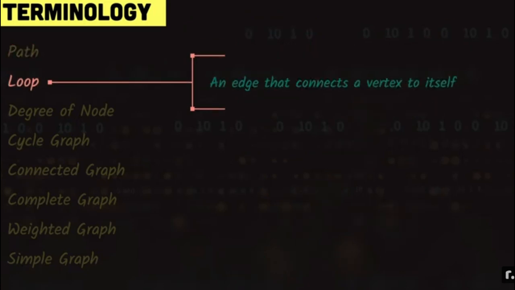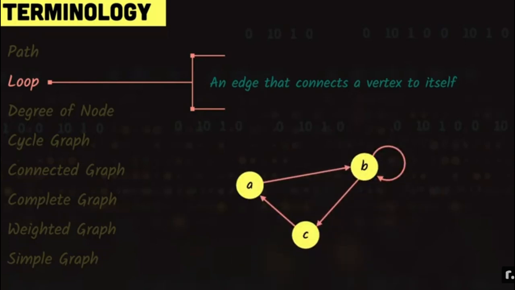Alright, so next we have loop. A loop is an edge that connects a node to itself. So if you look at this example, the node B is connected to itself by this edge. So this edge will be called a loop.